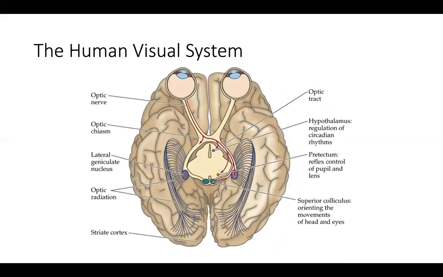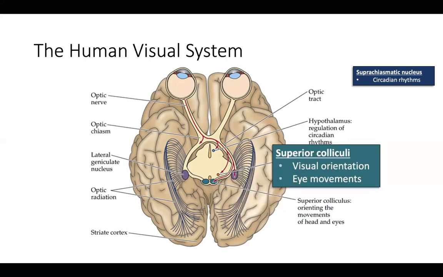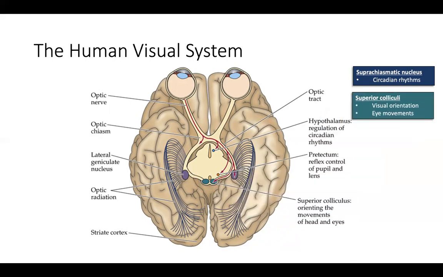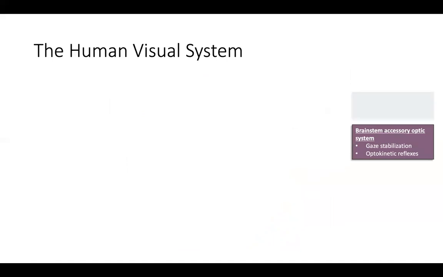Circadian rhythms are timed by a retinal projection to the suprachiasmatic nucleus. Visual orientation and eye movements are served by retinal input to the superior colliculi. Gaze stabilization and optokinetic reflexes are governed by a group of small retinal targets known collectively as the brainstem accessory optic system.